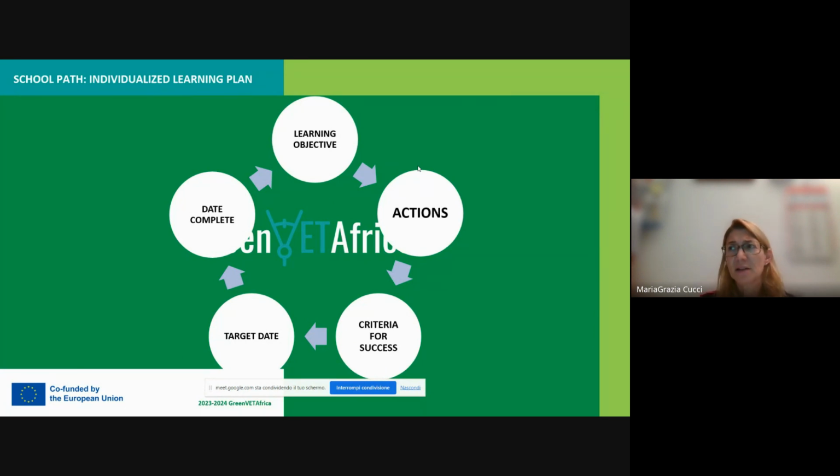Criteria for success. Here we have all the information about the assessment. So the criteria for success for this specific example is the ability of the student to read, not only to read the technical drawing, but to understand what is the result that we want to achieve, what are the critical points that we have to check, and how these critical points are defined inside the technical drawing.